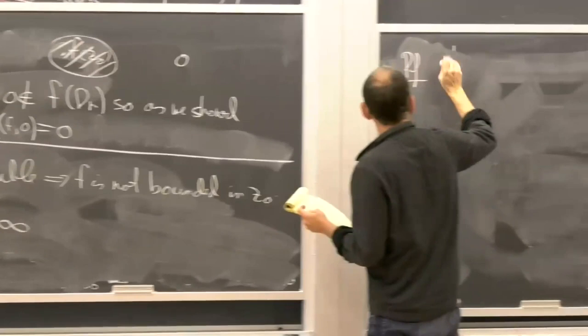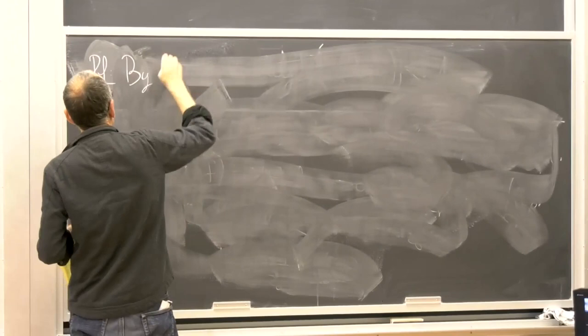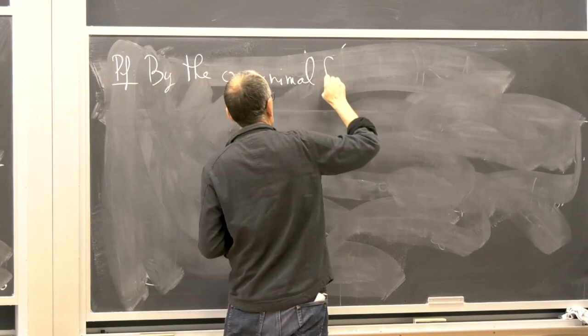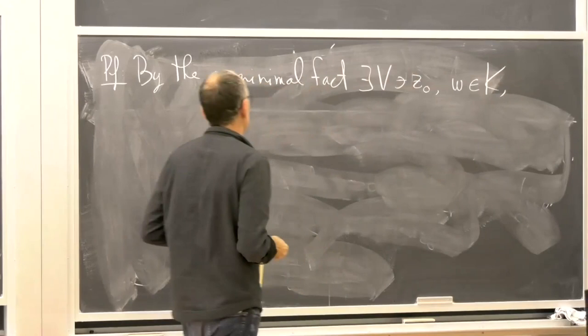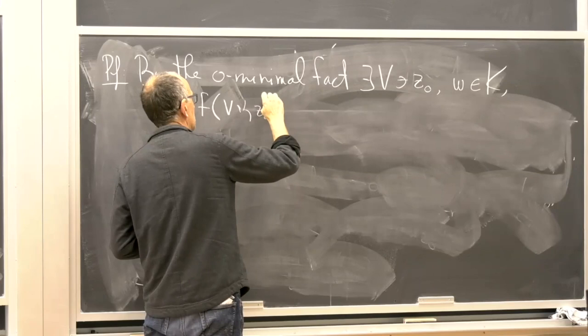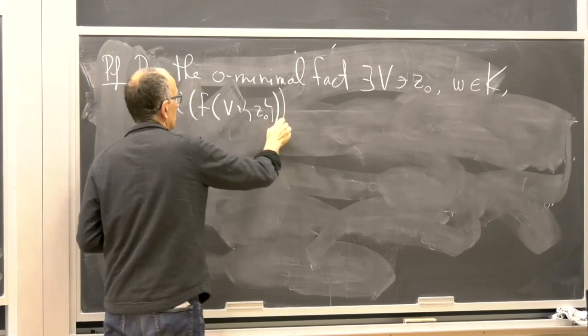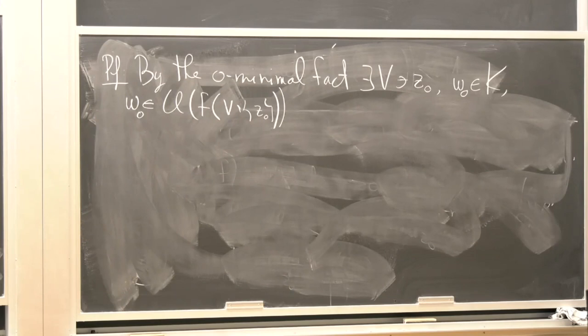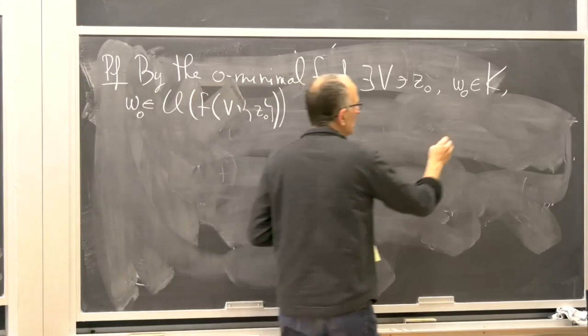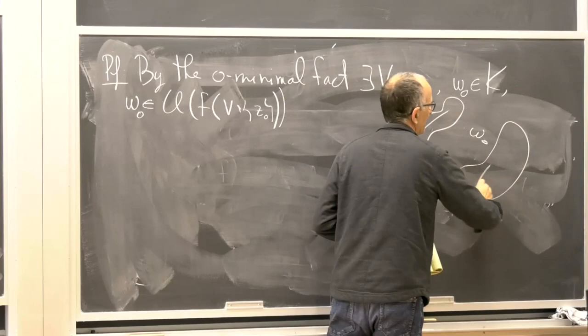So now let's use the fact. By the o-minimal fact, there is some neighborhood V0 and W in K such that F restricted to V, the closure of this does not contain W0. And now it proceeds, if you've taught complex analysis, you more or less know how it will go. So we can isolate a point such that the image of F stays away from it.